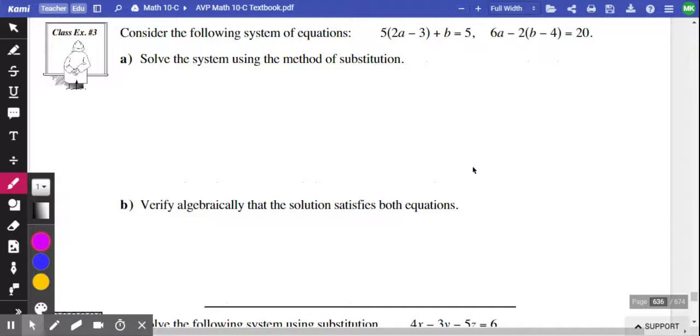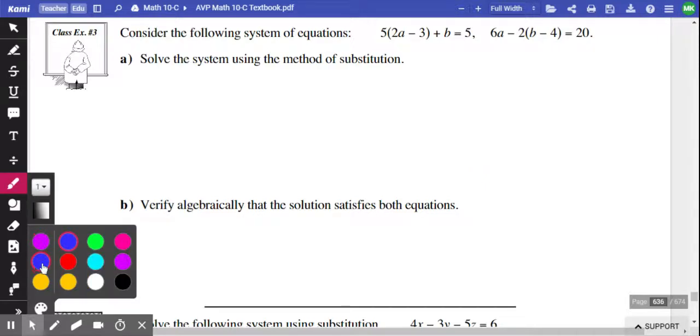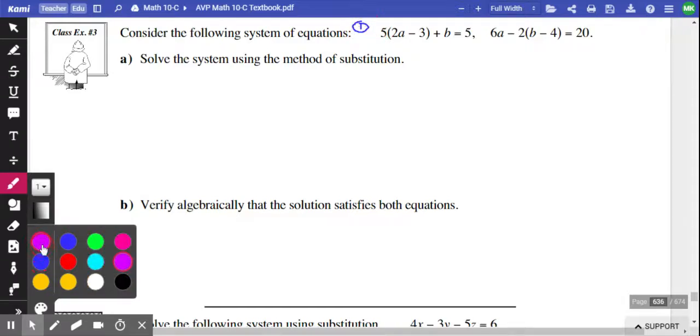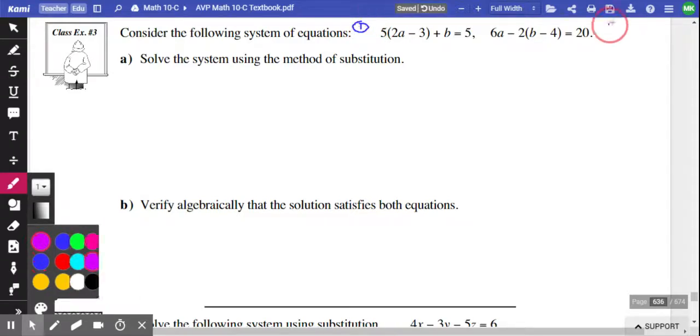I know this is a system of equations because I have 2 equations. I'm trying to figure out where they cross each other. I'm going to use substitution to figure out where they cross each other. Step 1. Get one of the letters by itself. That's hard in this question. The reason that's hard is because you have all these brackets and stuff. The brackets just make things a little bit more challenging.